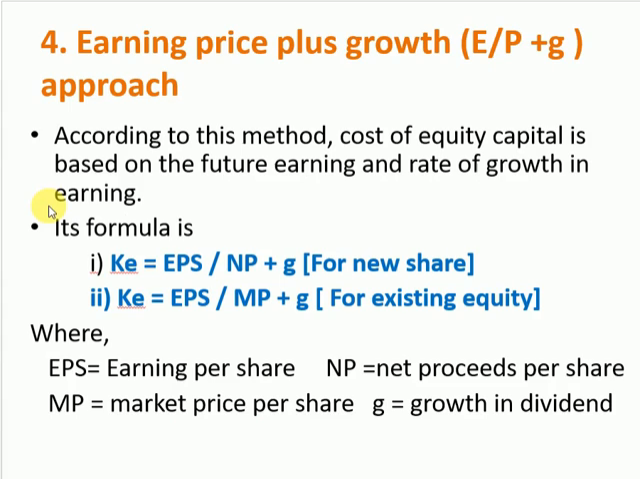The last approach is earning price plus growth approach. Here cost of equity capital is based on future earning and the rate of growth in earning. It is calculated with the formula K is equal to EPS upon net proceed plus growth in earning for new share. For existing equity, the formula is EPS upon market price plus growth in earning.